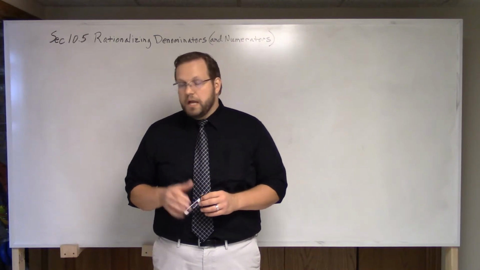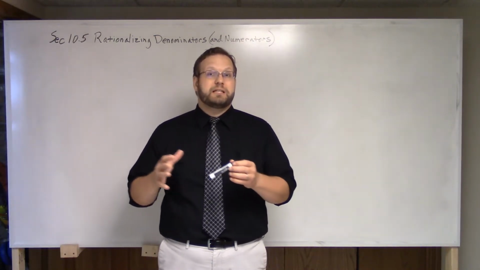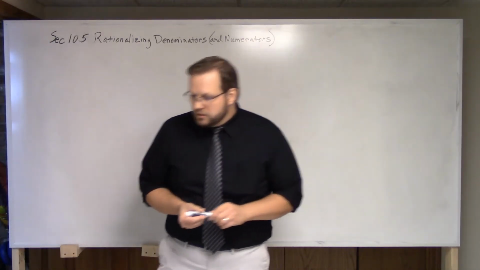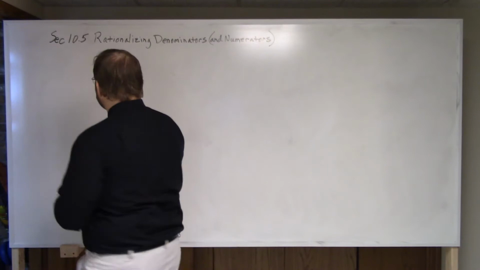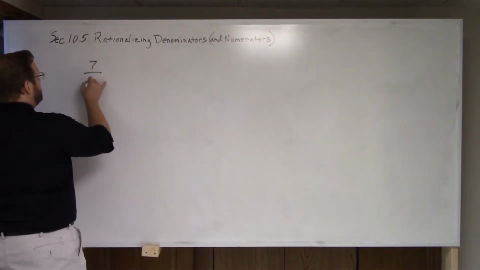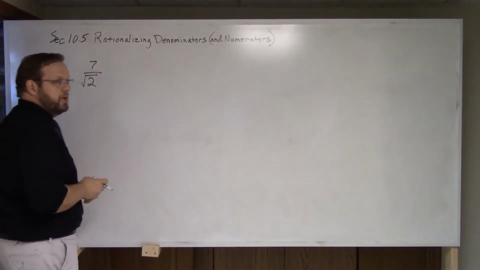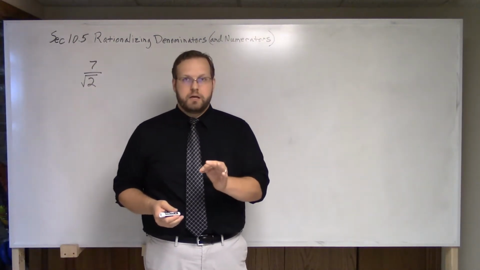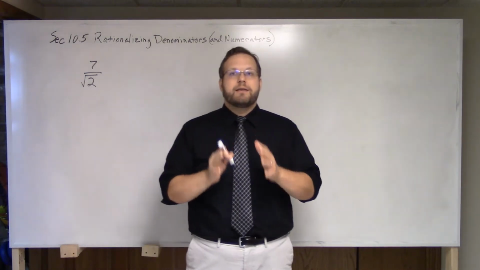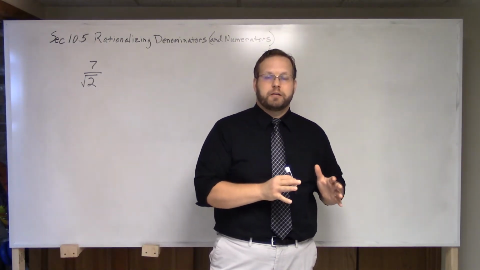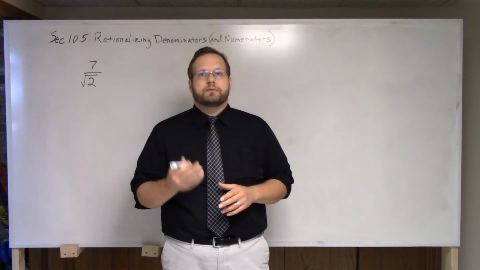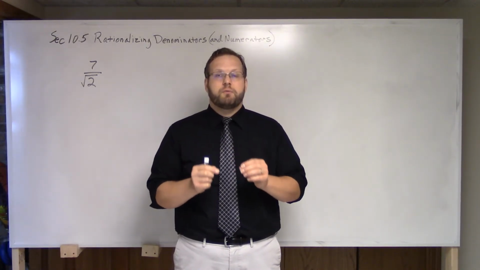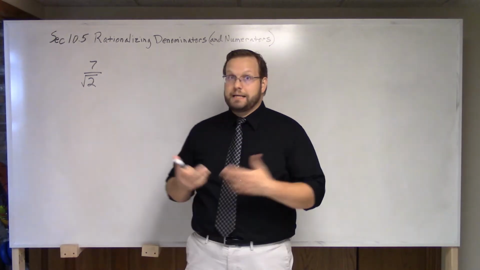Okay, so let's just jump right into some examples to see why we're doing it, what it means, and then how it's done. So let's just jump right into 7 over the square root of 2. Now something I want you to remember here, unless you are told otherwise, never leave a radical in the denominator. If you do, it's not considered simplified. So again, unless you are told otherwise, never leave a radical in the denominator. So in this case, that's not okay.